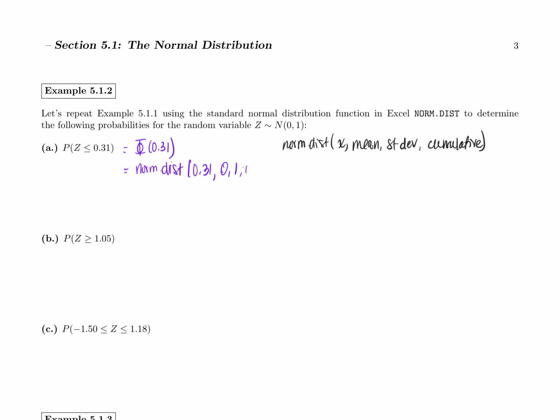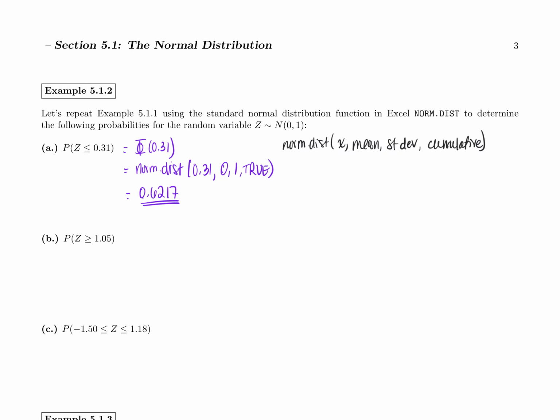Okay, so our normal distribution this time is centered at 0 and has a standard deviation of 1. And yes, this is cumulative. And when we do this, we end up with 0.6217. So no need to look up a table. Excel does it for us, right? What else can we do? Do we have other options?